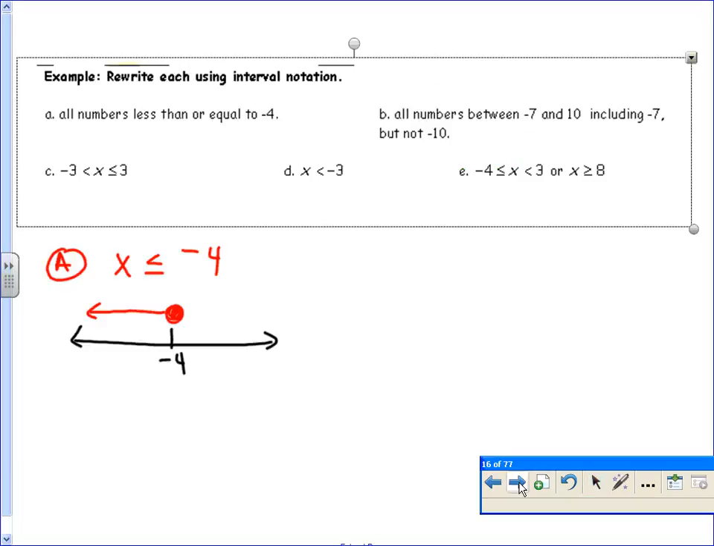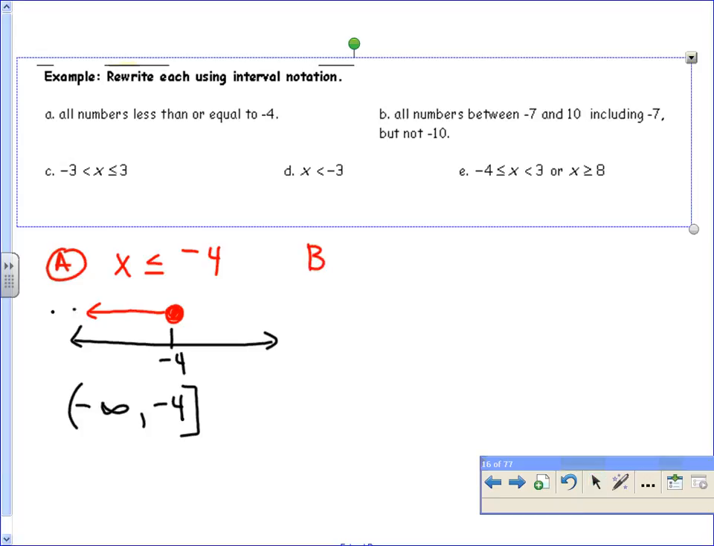So what's the smallest number that could be included here? Well, I'm not sure. I mean, it continues going. You see, it continues. So that means that it's going to infinity. Is that positive or negative infinity? It's negative infinity. That's the smallest number. And the largest it's going to get, so the furthest right it's going to go, is to -4. Now we've just got to decide brackets or parentheses. We know that we always use a parenthesis with infinity, and our 4 is a solid circle. It includes 4, so we're going to use a bracket on this side. So that is interval notation for A.